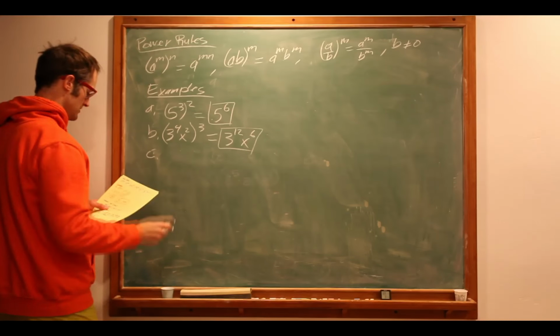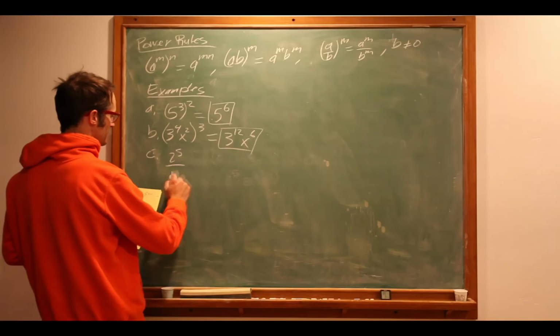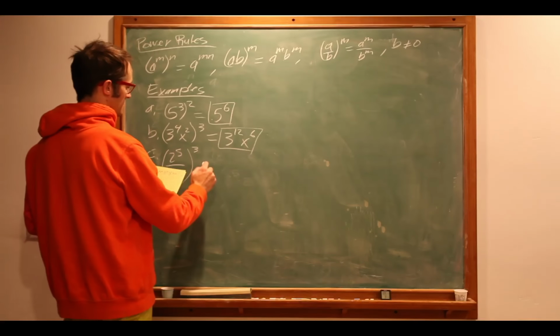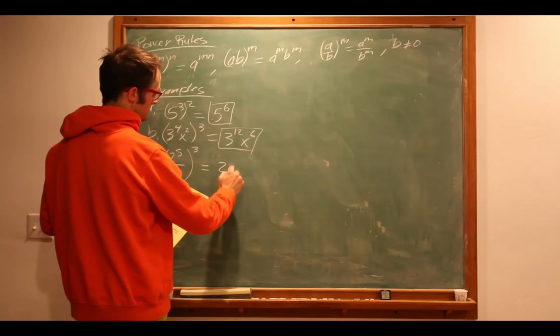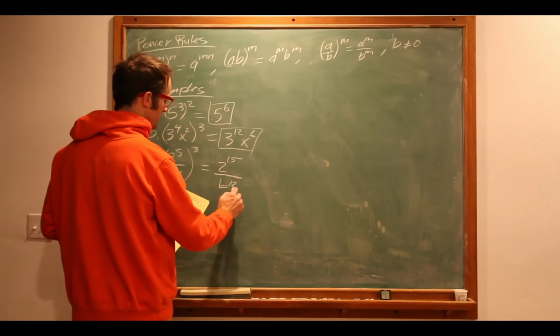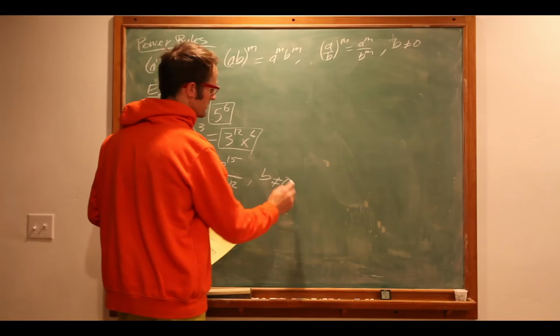C. 2 to the 5th over b to the 4th, raised to the 3rd. You guessed it, 2 to the 15th over b to the 12th. But remember, b not equal to 0.